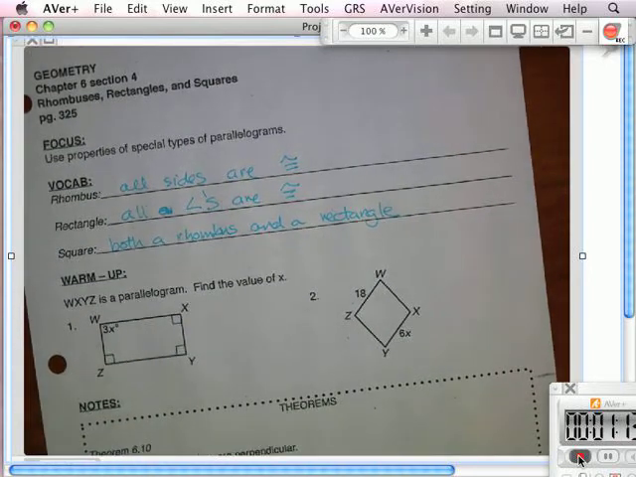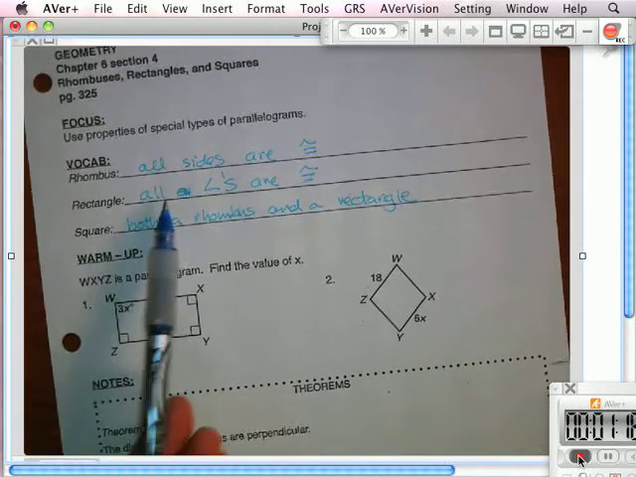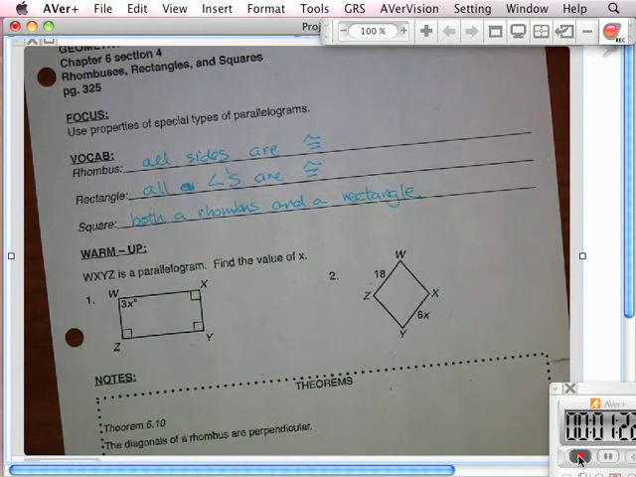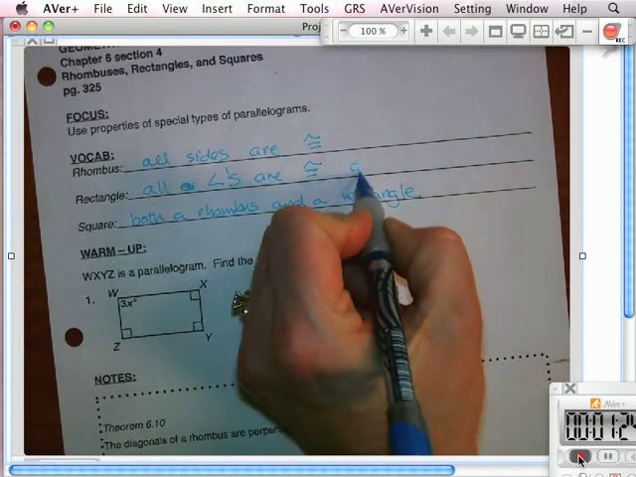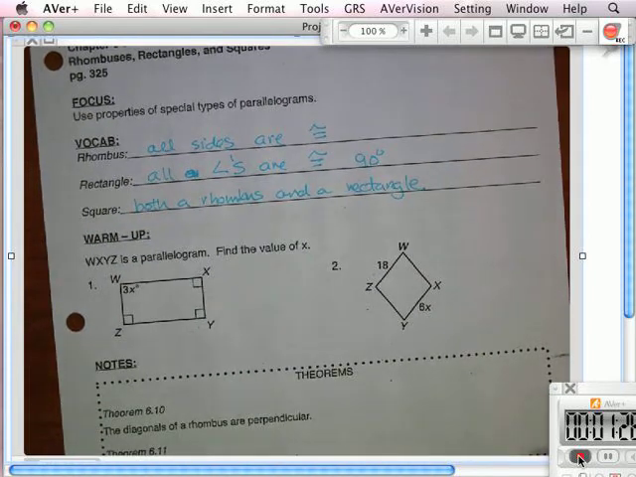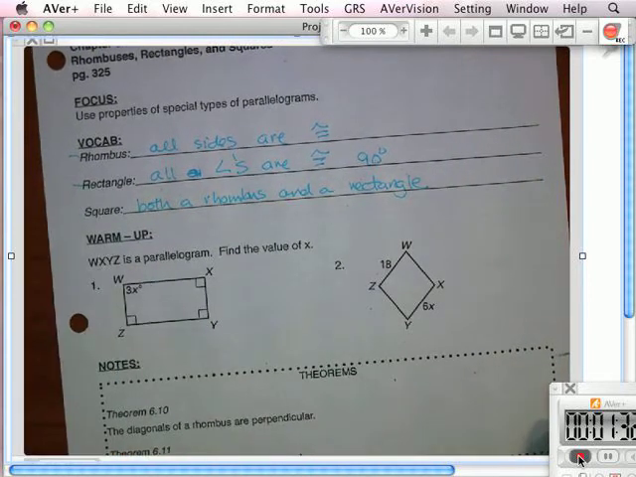Okay. What does that sign mean? This says rhombus, all sides are congruent. A rectangle, all the angles are congruent and 90 degrees. Let's just put that. A square is both a rhombus and a rectangle because it meets both of these definitions. Right. Okay?